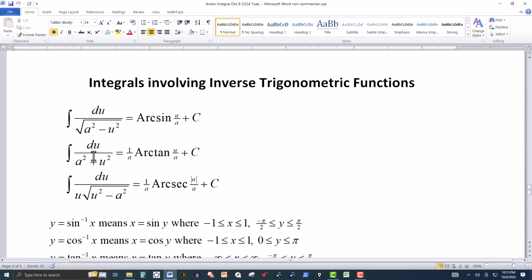We've done some using the second formula, du over a squared plus u squared. That involves the arctangent function. And then the third one involves the arcsecant. So can we put it in form number 1 here?